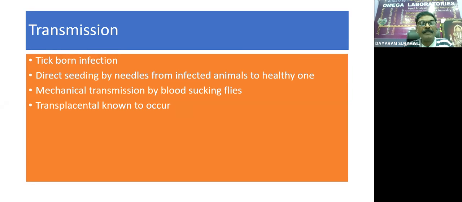The mouth parts of ticks carry the different stages of the Theileria, and once the tick bites the host, it transmits the further stages of the Theileria. However, direct seeding with the needles of physicians, or sometimes direct blood to tissue contact, may lead to the direct seeding of the infection from one animal to another. Then mechanical transmission, sometimes by blood sucking flies, and placental transmission is also known to occur in sheep and goat for theileriosis.